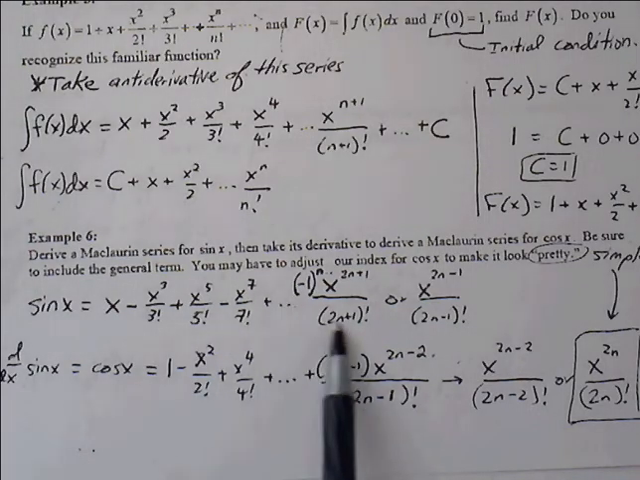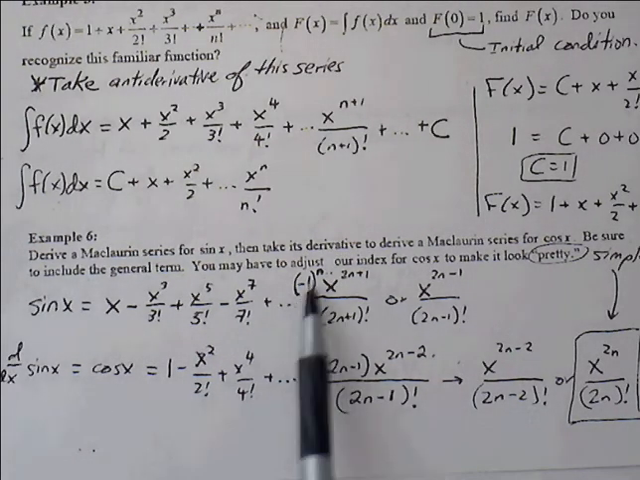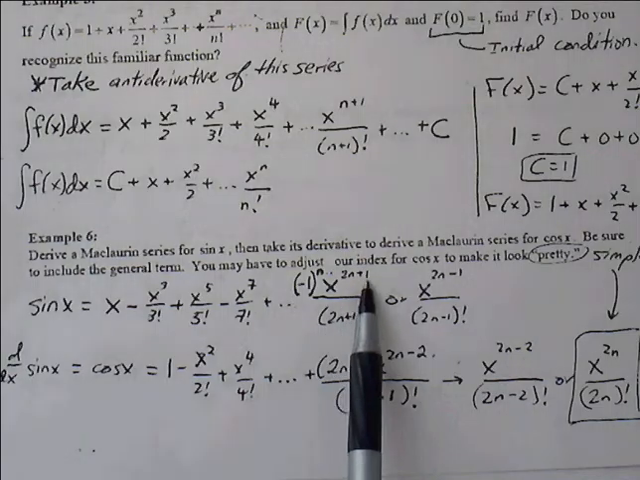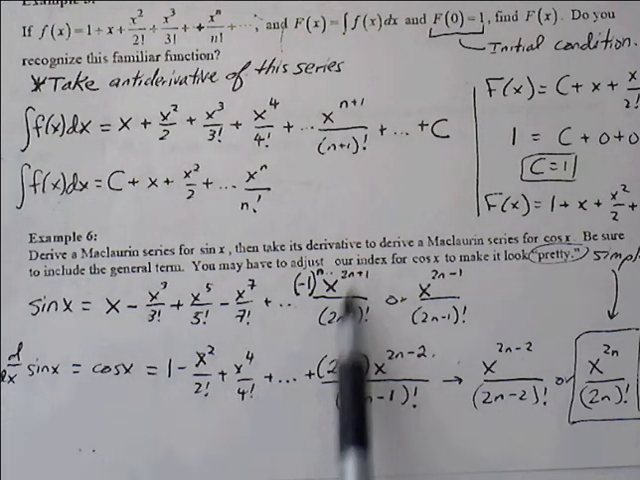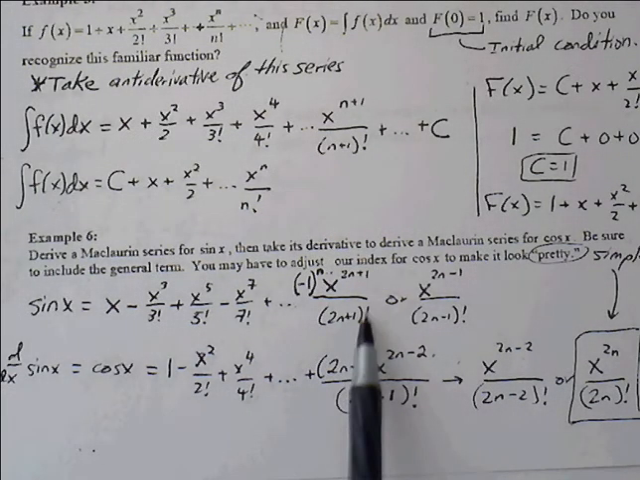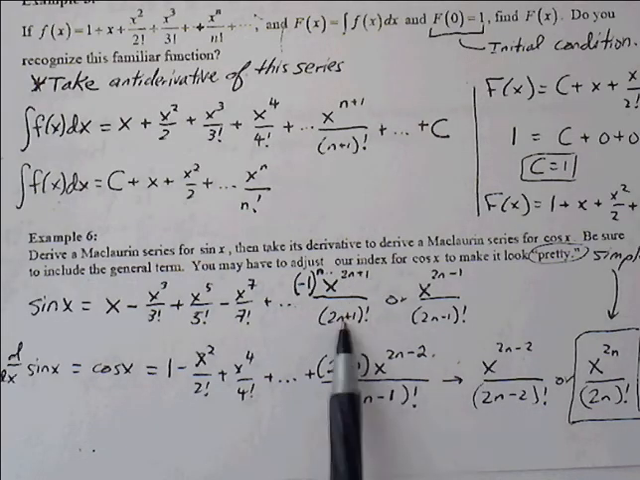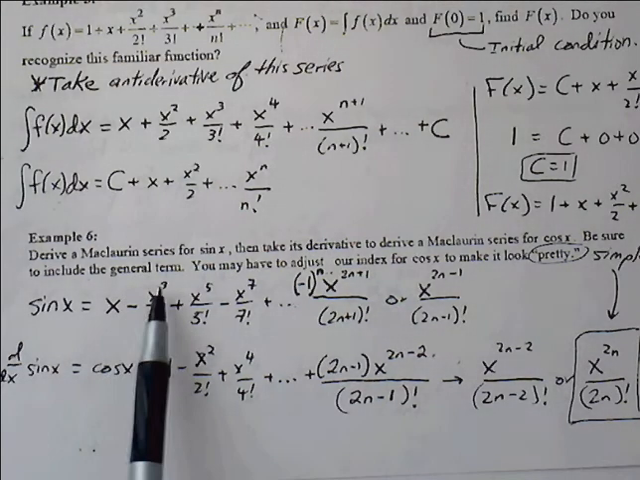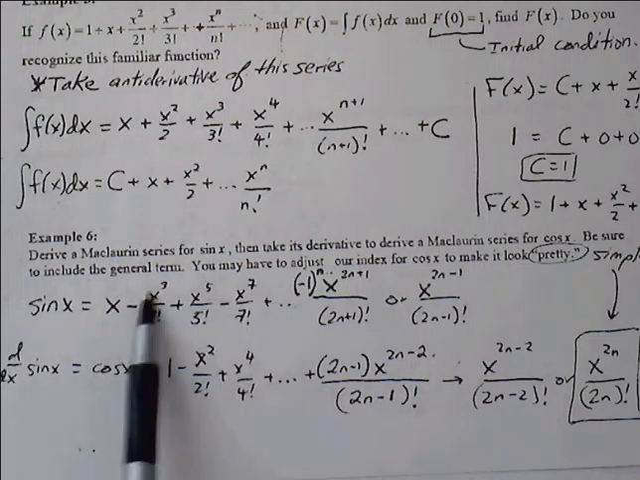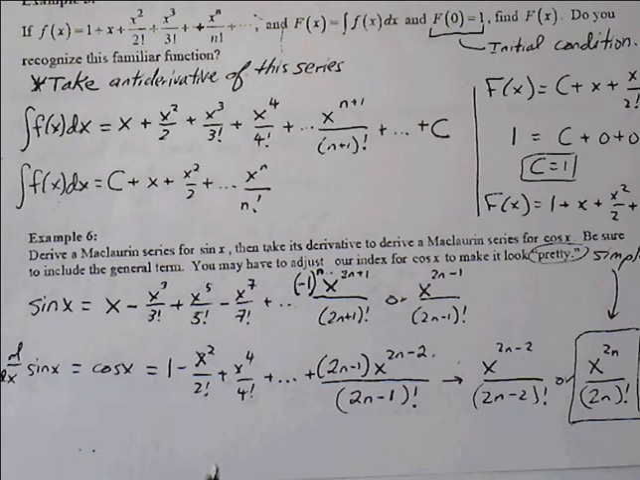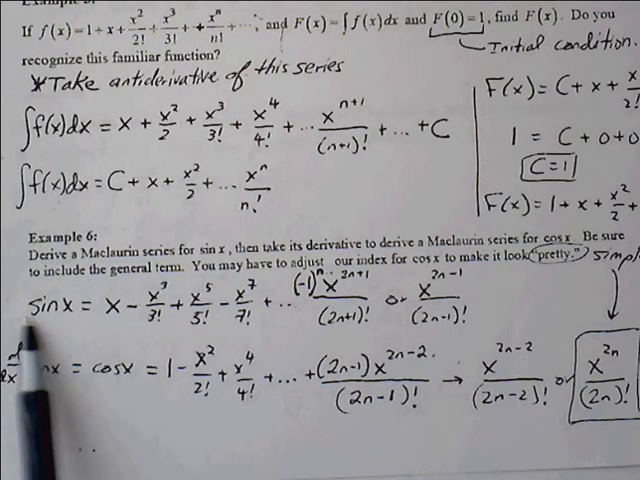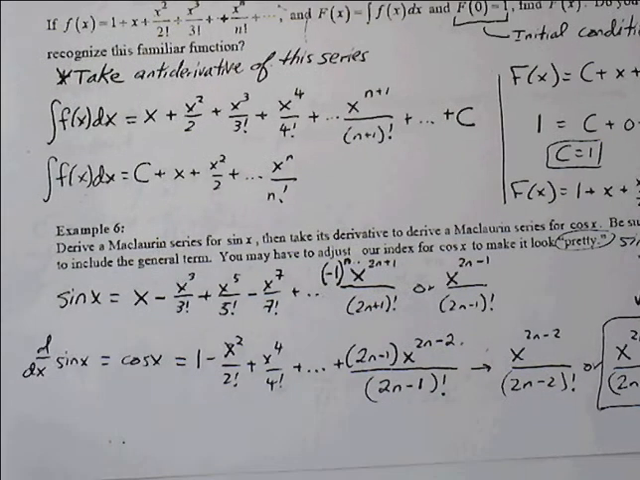And the rule of sequence is negative 1 to the n times x to the 2n plus 1 over 2n plus 1 factorial. And the reason why the exponent looks like this is because we have to always guarantee an exponent of an odd number, which we see with the sine power series. Let's find the derivative. What do we know about the derivative for sine? We know the derivative for sine is cosine.